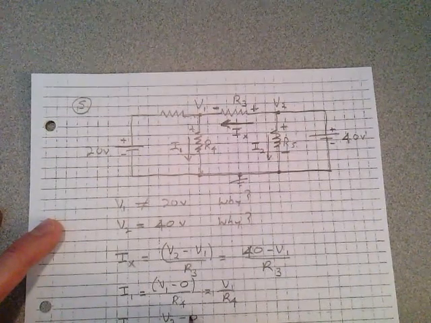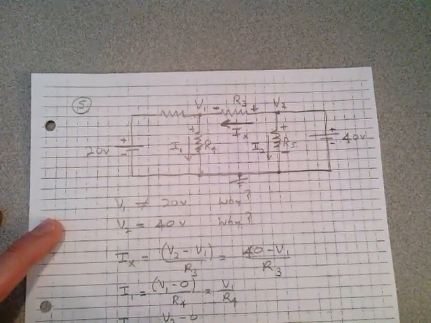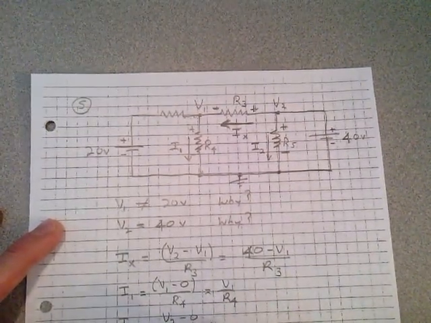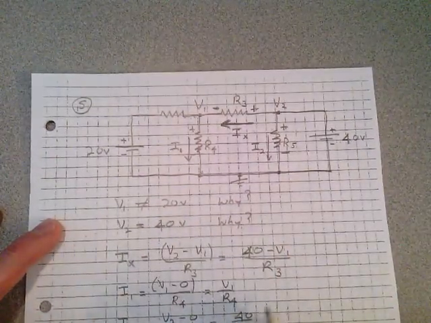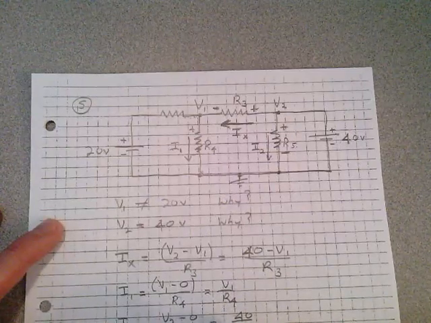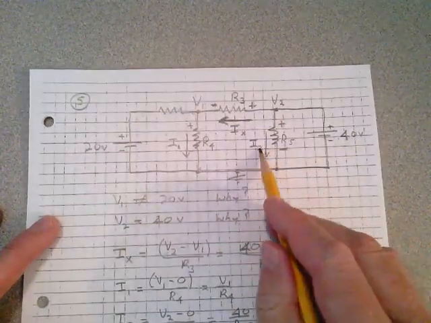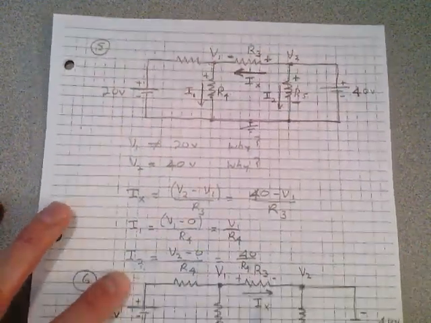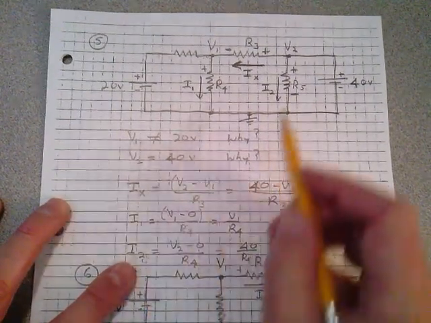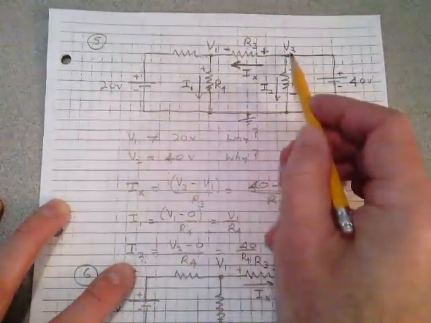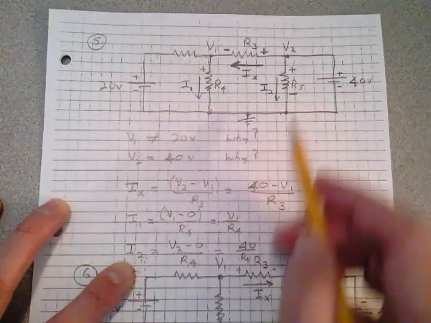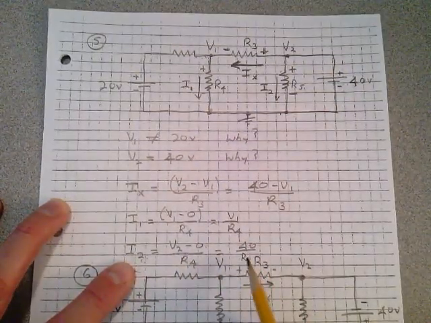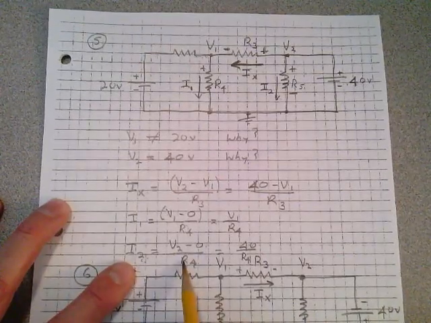minus 0 over R4. And we know V2 is 40 volts. It's just whatever 40 is, 40 volts over whatever R4 is. That's what I2 would be in that problem. I2 is V2 minus 0 over R4. And we know V2 was 40 volts by inspection. 40 over R4.